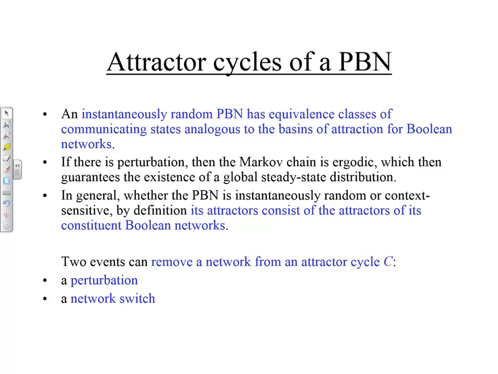Now, two events can remove a network from an attractor cycle C. You could have a gene perturbation. So it was in some attractor cycle, now the state looks different, so it's gone from there. Or you could have a network switch. The network has changed, so the attractor landscape has changed. So you might be in the original state, but it's not an attractor anymore, because the dynamic equations are now going to be altered.